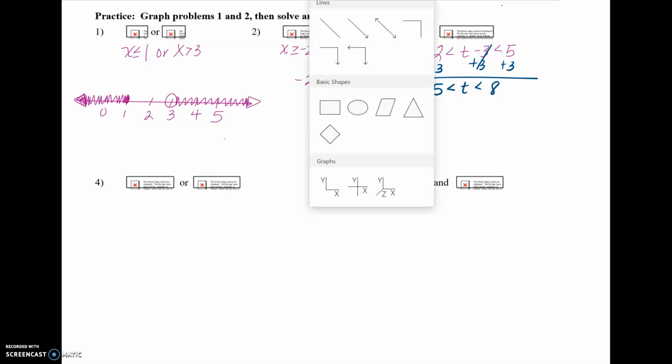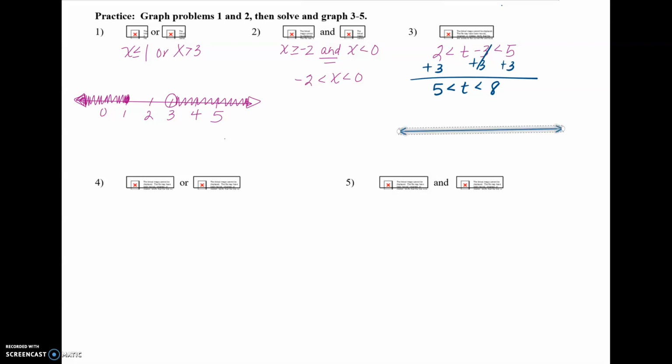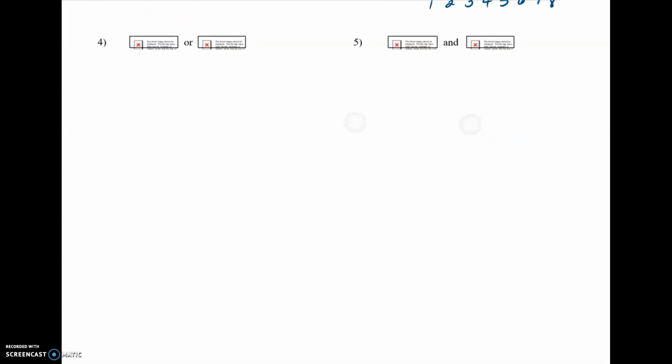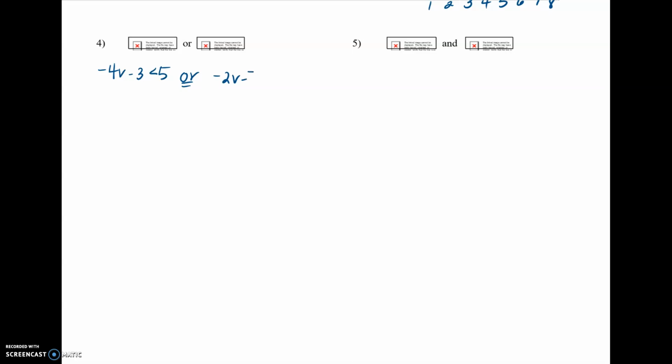When I go to graph this, it's an and, so I know that my solution is going to be everything in between. 1, 2, 3, 4, 5, 6, 7, 8. Open on 5, everything larger. Open on 8, everything smaller, so it's graphing everything in between. You'll do number 4 on your own, and that one is negative 4v minus 3 is less than 5, or negative 2v minus 7 is greater than 1.